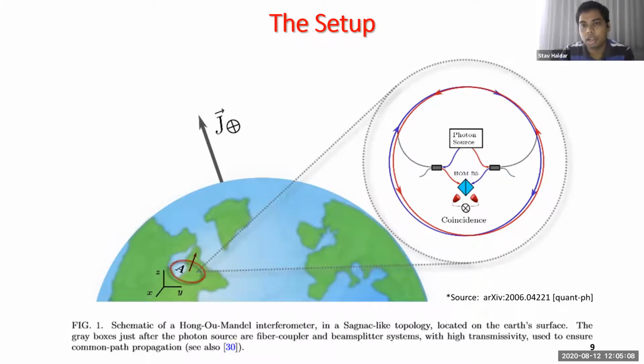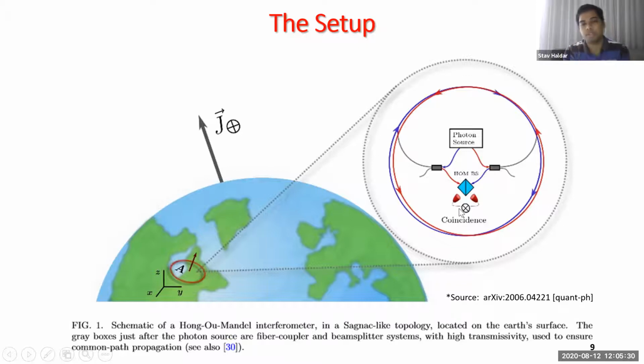So this is again a ring interferometer. You have two photon sources. You send in counter-propagating photons. They travel along these two paths, and when they come back, they are passed through a beam splitter, and that's why this HOM effect comes into play. And you measure the coincidence counts at the end.